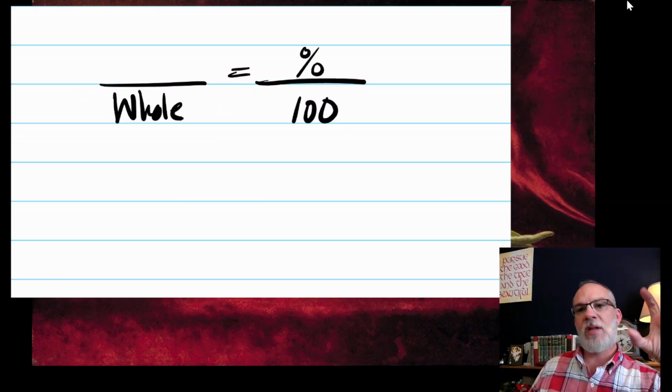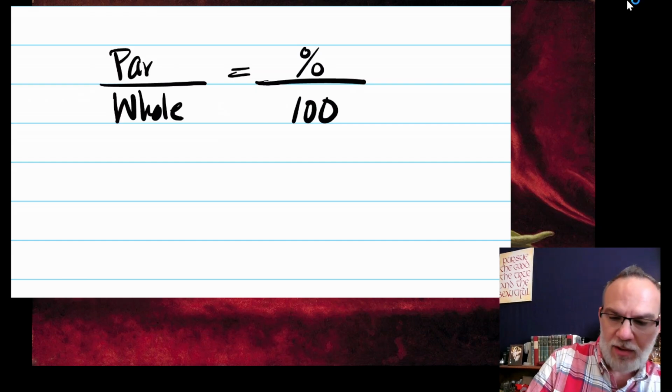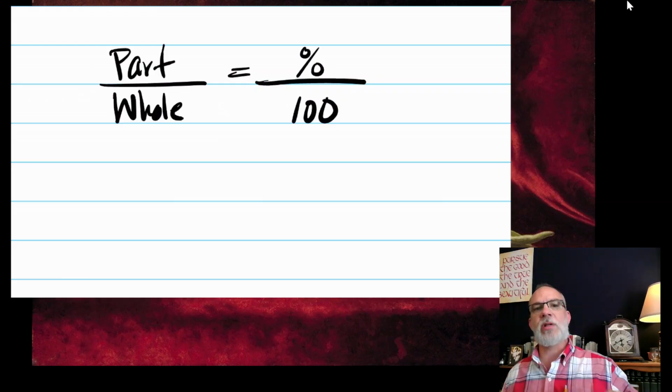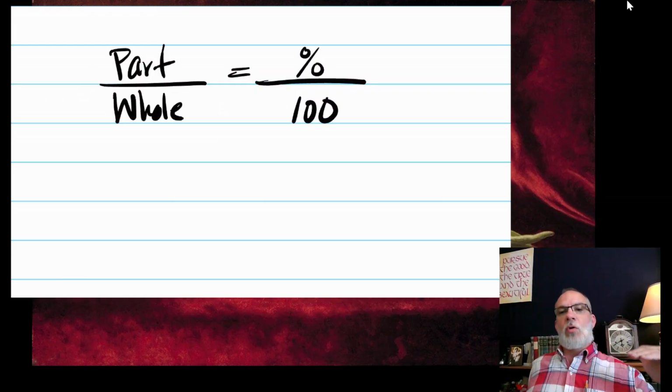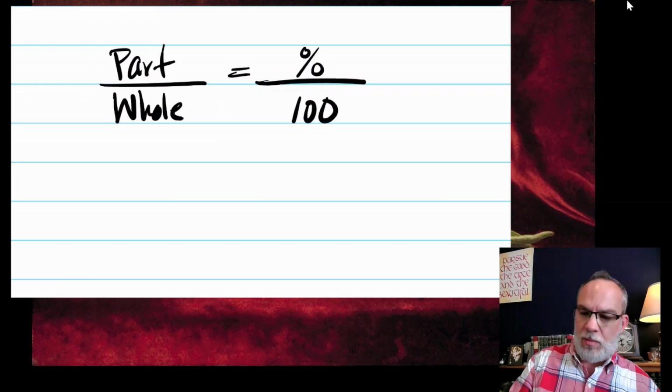Whatever the whole of it is that you're talking about, and then on top, it's going to be your part. What you're saying is that these two ratios are equal to each other in their relationship. Part over the whole is equal to percent over 100. You set this up, you're going to know 2 of the 3 parts.